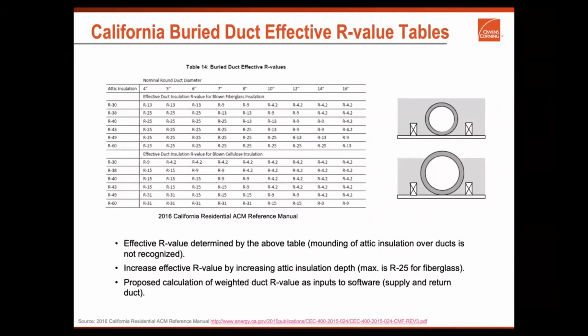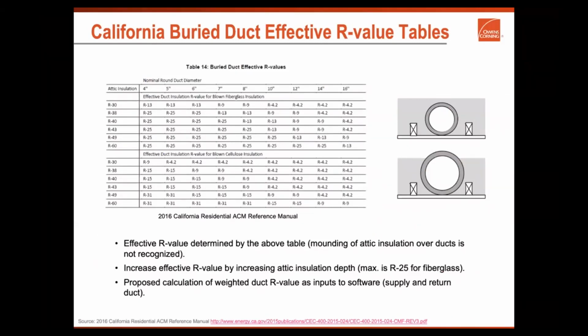So this is the fun part, right? The buried ducts effective R value table. This is what we end up going to. If you have a 4-inch duct and you have an R13 attic insulation, it basically tells you what needs to be blown over the duct. So if you need an R30 and you have a 4-inch, then you need an R13 over that to make it an R30.